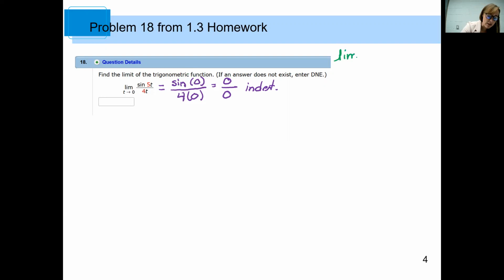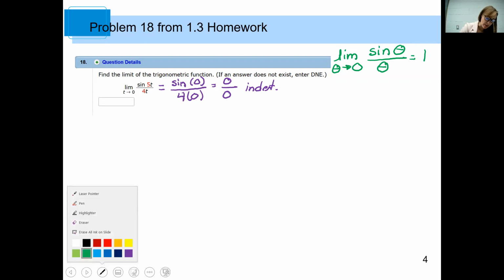Now, in this section, when the squeeze theorem was addressed, there was a specific limit that was given, which is the limit as theta approaches 0 of sine of theta over theta. And we were told, based on the squeeze theorem, that limit equals 1. We're going to use that to evaluate this limit.